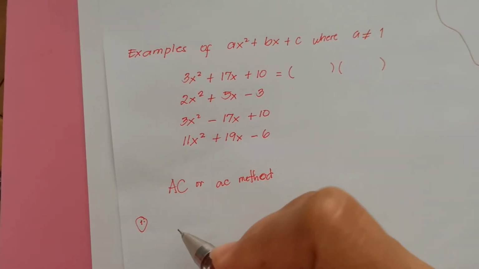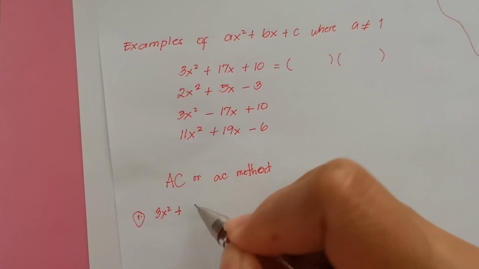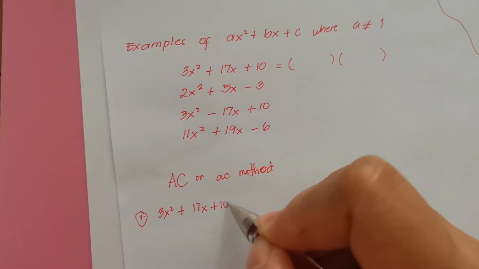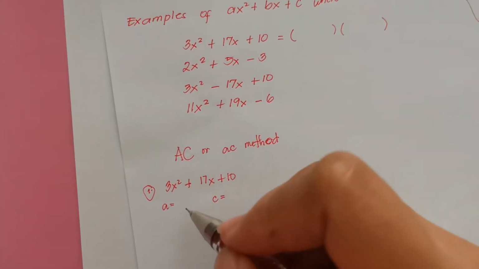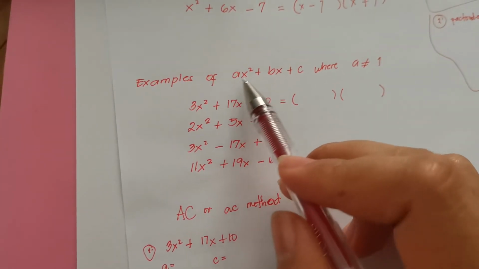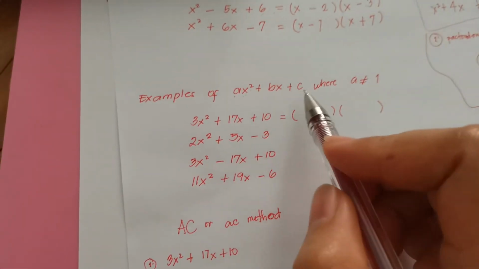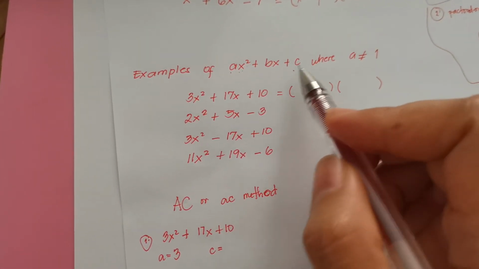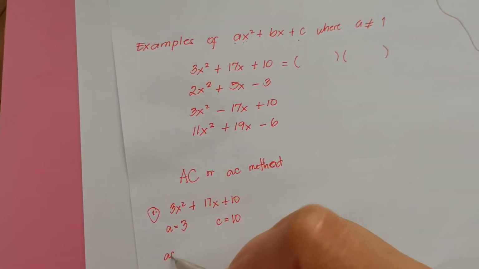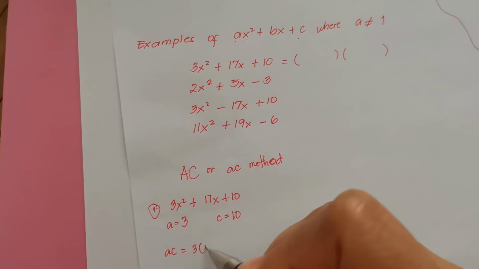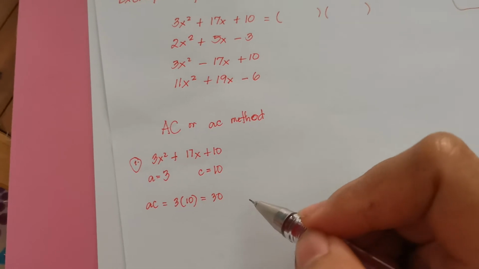How to use the AC method? So all you have to do is to identify the trinomial 3x² plus 17x plus 10. Identify the A and identify the C. So in identifying the A, always remember that A is the numerical coefficient of x², which is 3. And the C is the constant term, ang wala x. So we have 10. AC means multiply A and C equals 3 times 10 equals 30.